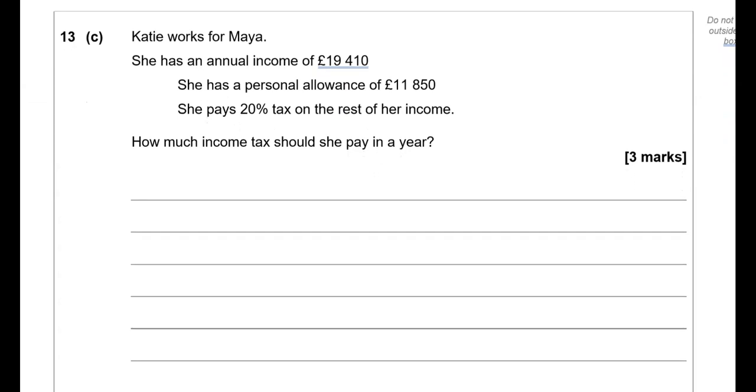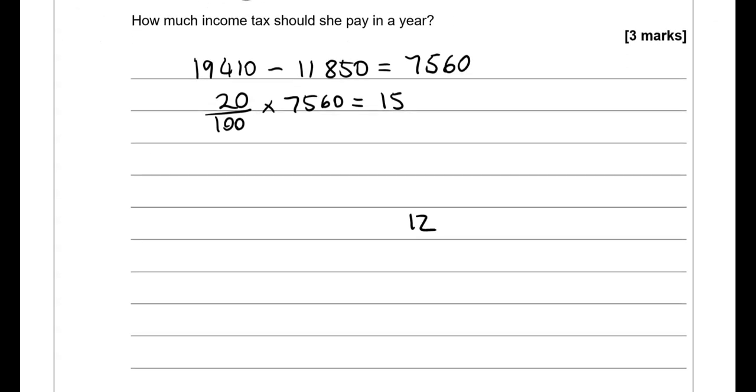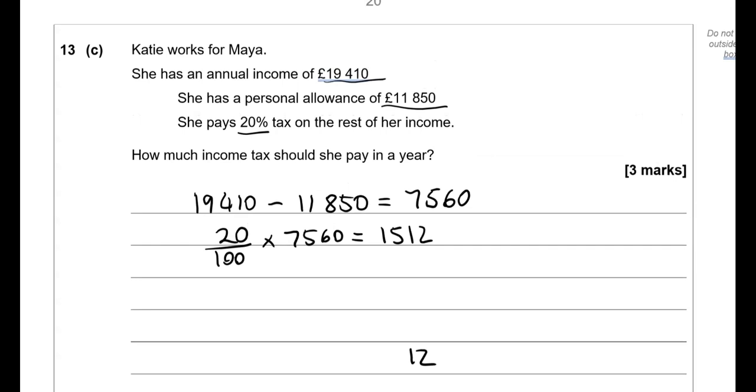Katie works for Maya. She has an annual income of £19,410. She has a personal allowance of £11,850. She pays 20% tax on the rest of her income. How much income tax should she pay in a year? So, from the 19,410, we take away 11,850, which is 7,560. So 20% of this, so 20 out of 100 times 7,560 gives us 1,512. So that's the amount that she pays.